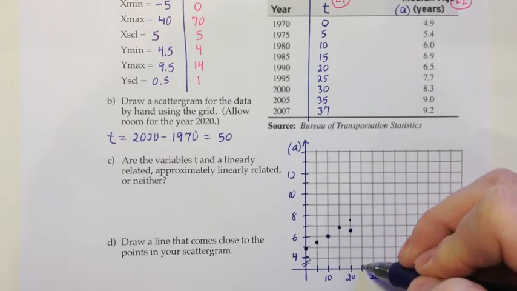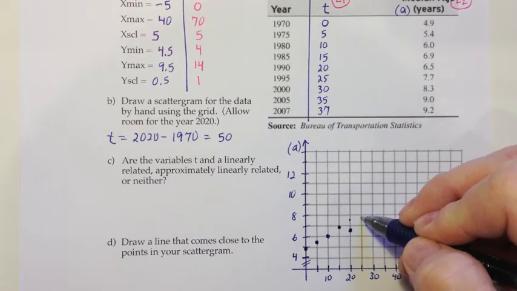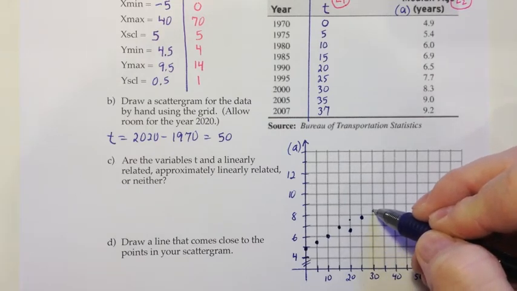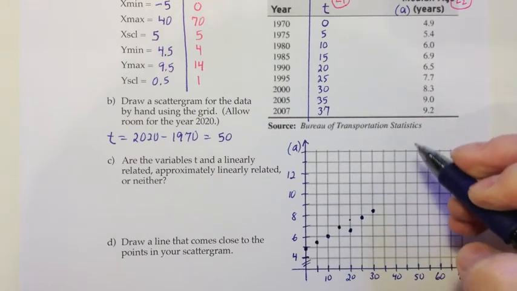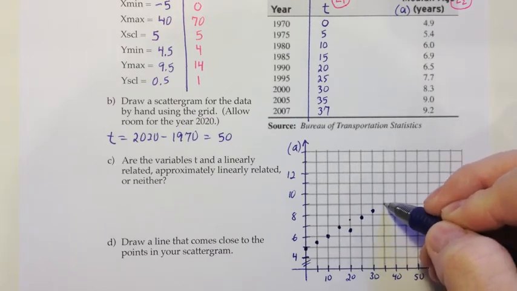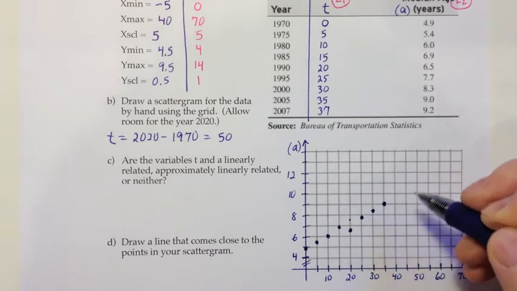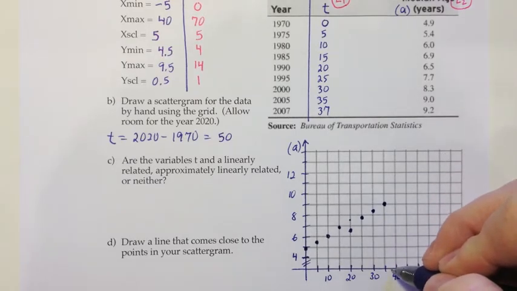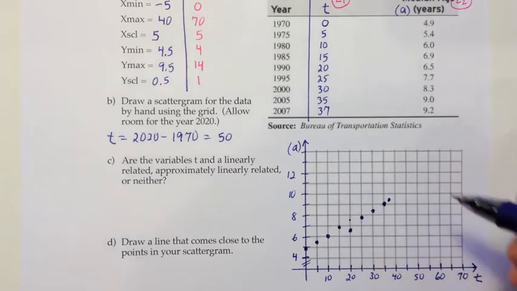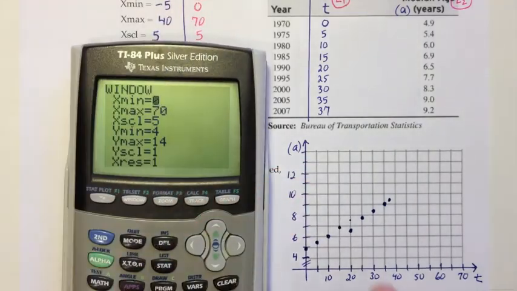And then over to 25 up to 7.7. And over to 30 up to 8.3. And over to 35 we're at 9. And then at 37, which unfortunately is not a grid line, so we'll just do the best we can, and up to 9.2. And then let's just see how that looks compared to what we had on our calculator.